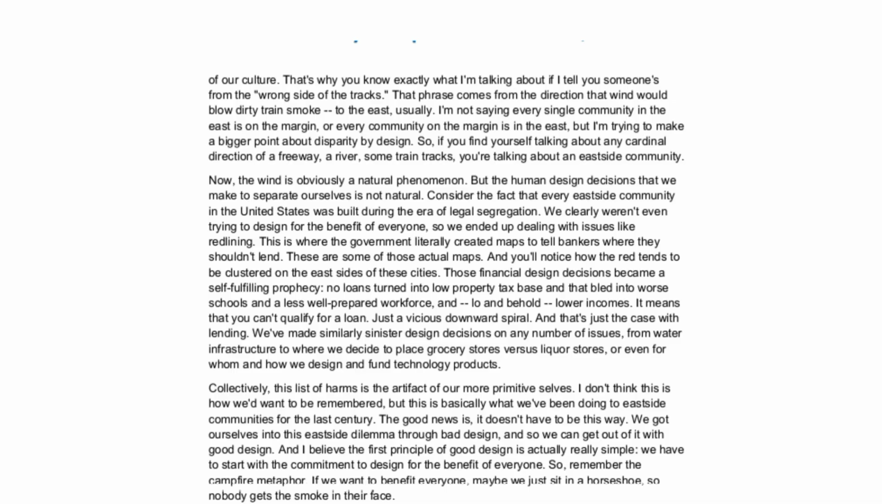I'm not saying every single community in the east is on the margin or every community on the margin is in the east, but I'm trying to make a bigger point about disparity by design. So if you find yourself talking about any cardinal direction or a freeway, a river, some train tracks, you're talking about an east side community. Now, the wind is obviously a natural phenomenon, but the human design decisions that we make to separate ourselves are not natural. Consider the fact that every east side community in the United States was built during the era of legal segregation. We clearly weren't even trying to design for the benefit of everyone.